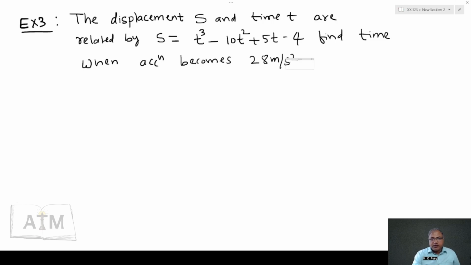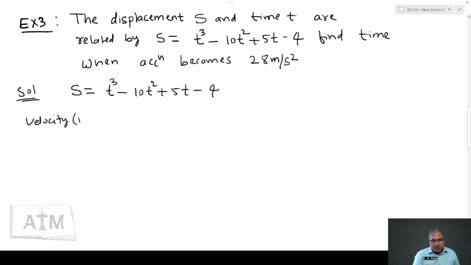Example 3. The displacement s and time t are related by the relation s equals t cube minus 10t square plus 5t minus 4. Find the time when acceleration becomes 28 meter per second square. Solution. We have s equals t cube minus 10t square plus 5t minus 4. First we'll find out velocity.